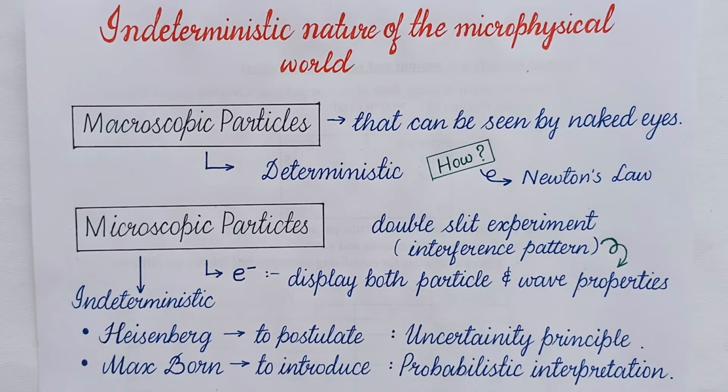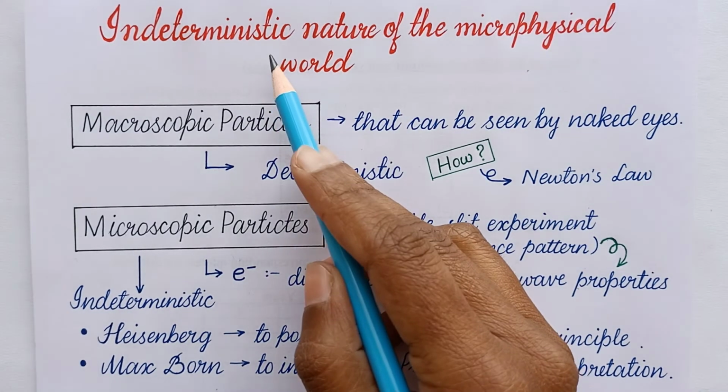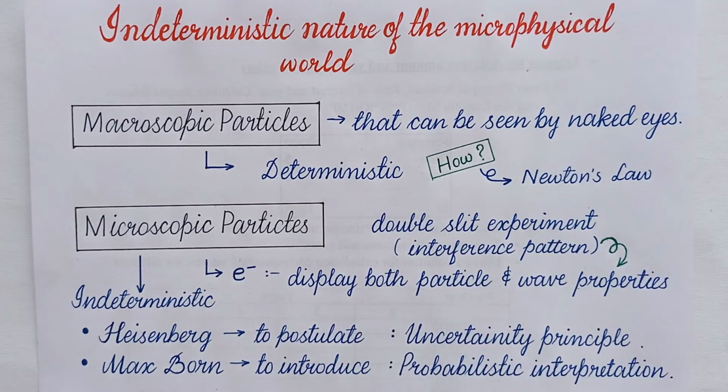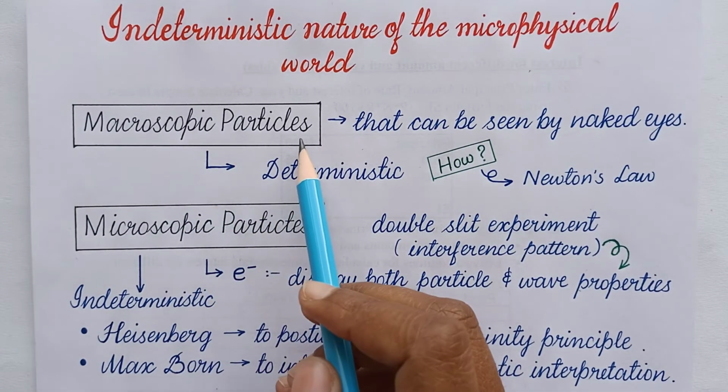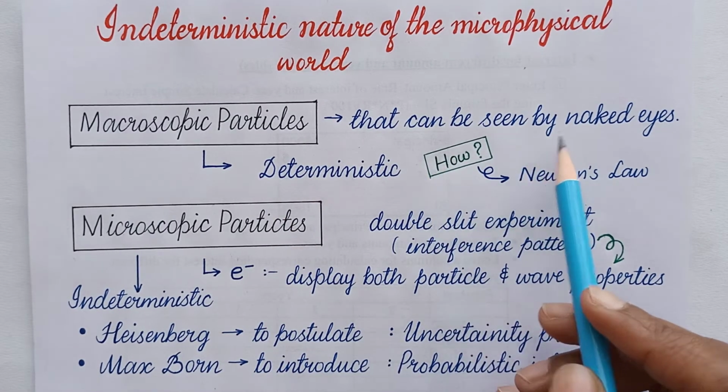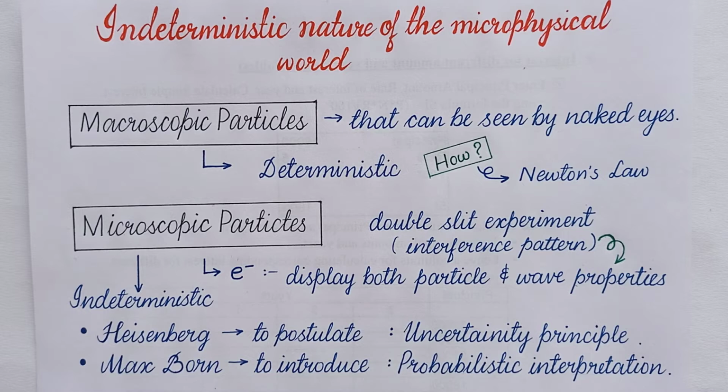In this video, we are going to study the indeterministic nature of the microphysical world. Let's first talk about the macroscopic particles. What are they? That can be seen by naked eyes. So not strictly, but yes, they are deterministic. How? This is because we can measure their position, acceleration, momentum, time, speed, etc.